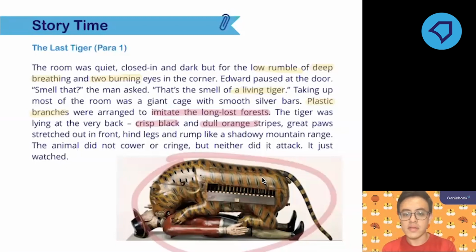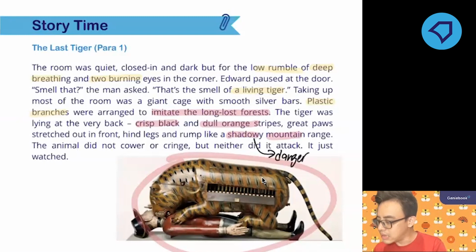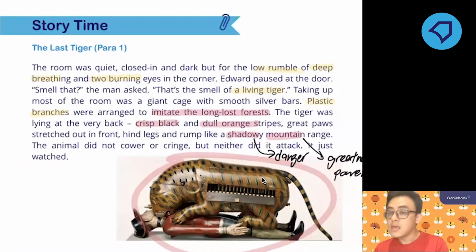Great paws stretched out in front, hind legs and rump like a shadowy mountain range. The word shadowy I highlight here because it sets the mood. Something that's shadowy, mountain. These 2 words give you the idea of danger. Now, mountain doesn't give you the idea of danger. Mountain gives you the idea of greatness or power. So, boys and girls, these are tone or mood words.